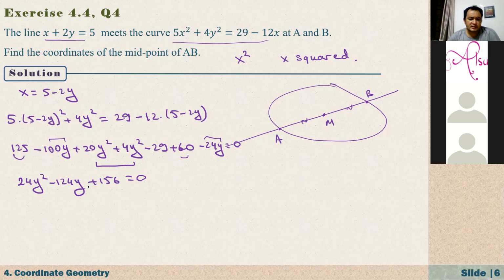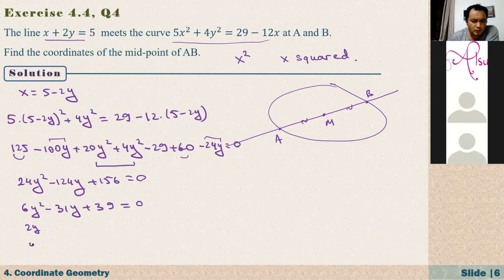And all these numbers are divisible by 4, even by 12, I think. No, 12. Okay, by 4, 6y squared. By 4, 31y. By 4, it is 39, right? That's equal to 0. So now, can we just solve this by factorization? We can maybe solve this, or by formula, because factorization, do you think we can solve by factorization?